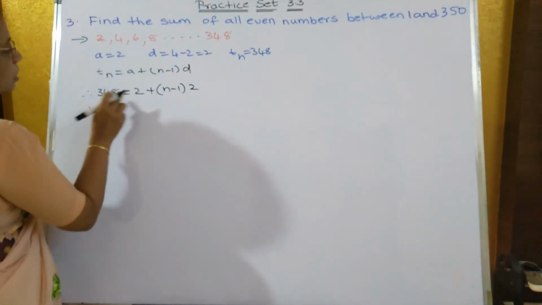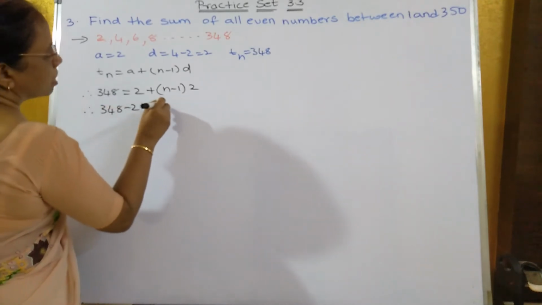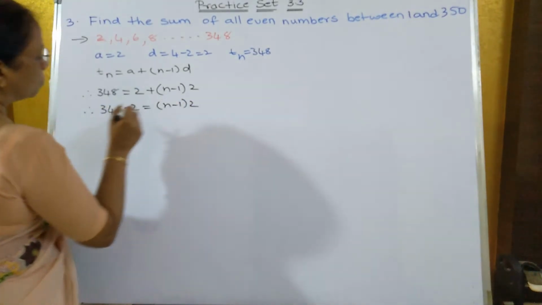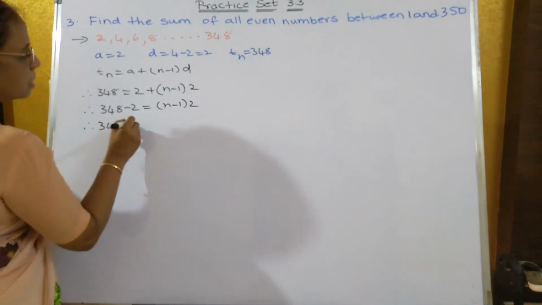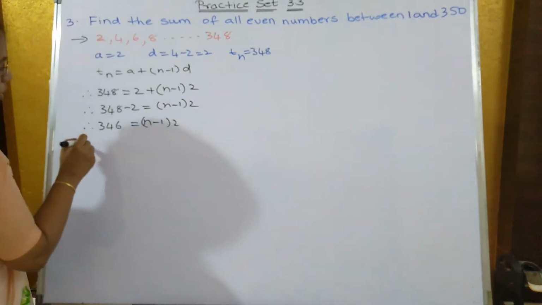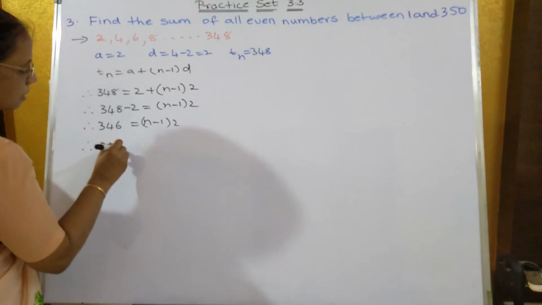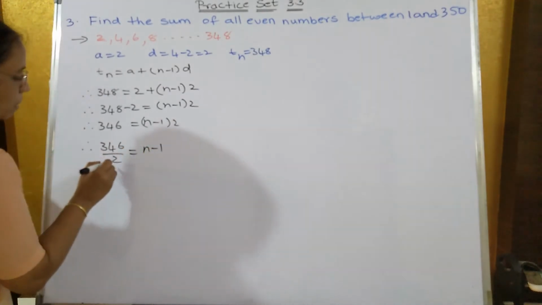Therefore, bring this 2 to this side. 348 minus 2 is equal to (n minus 1) into 2. 348 minus 2 will be 346, equal to (n minus 1) into 2. Now bring this 2 below. So you get 346 divided by 2 is equal to n minus 1. When you divide it by 2, what do you get?